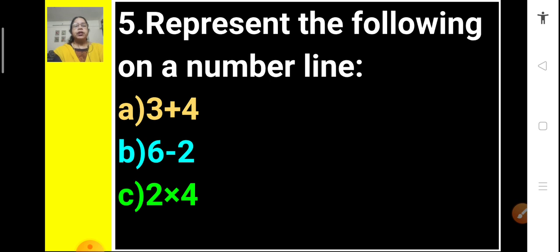So what is the first one? It is A, 3 plus 4, B, 6 minus 2, and C, 2 multiplied by 4. These you have to solve on separate number lines.